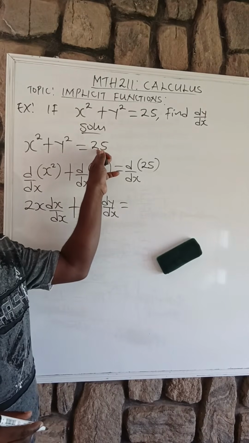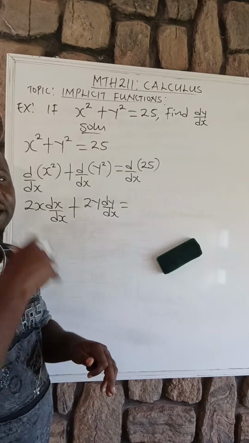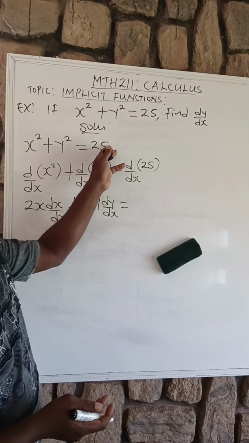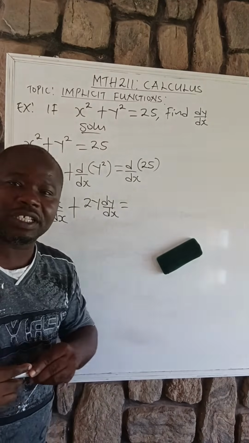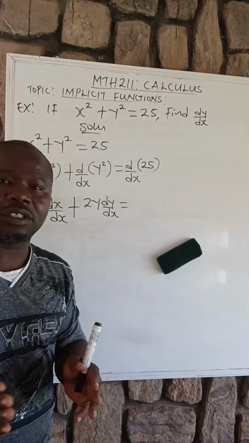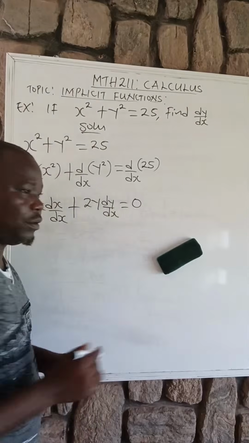A constant. Neither the independent variable or the dependent variable is attached to this, two of us. So it means this is a constant. And when you differentiate a constant, it gives what? 0. Two of us. So here will be 0.